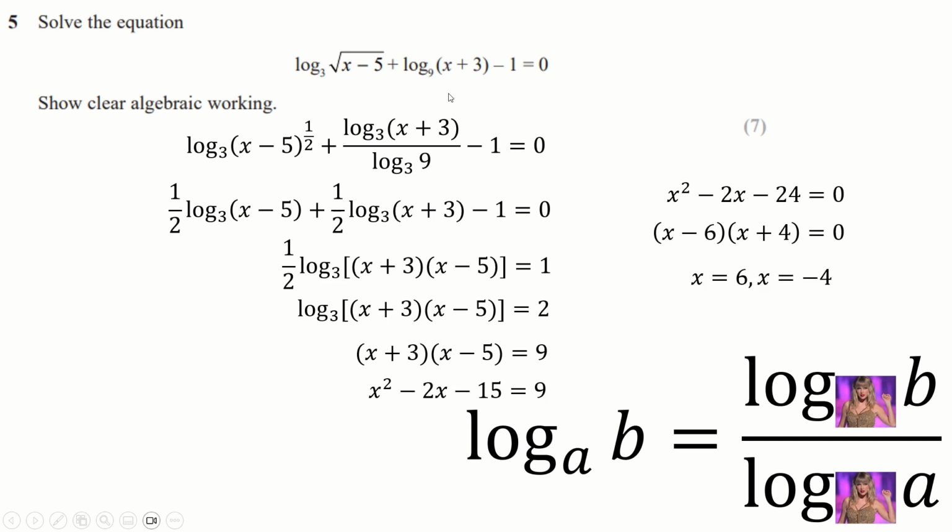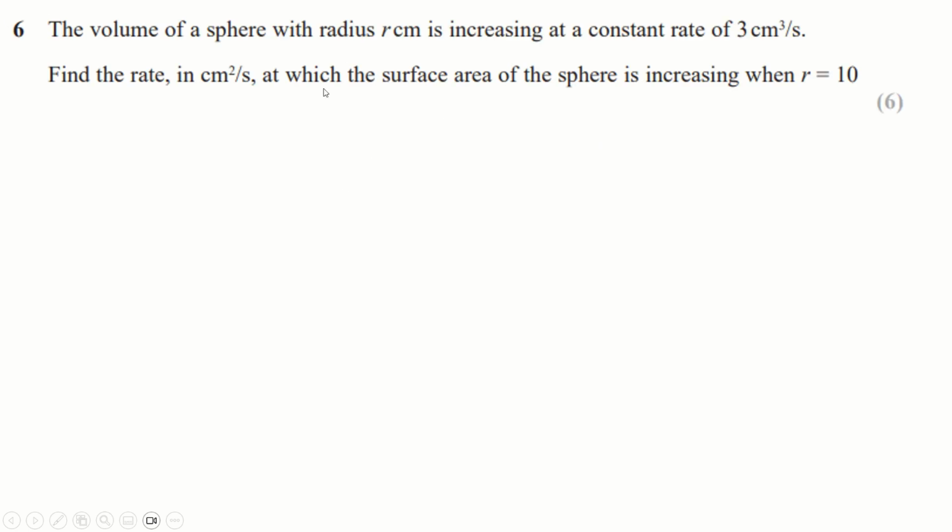Except if x was minus 4, you'd have to take log to base 9 of minus 1, which you can't do. You can't put a negative inside of a log, and so therefore x equals 6 is going to be our only answer. Now, question number 6 then.